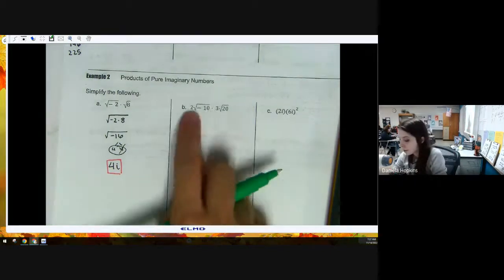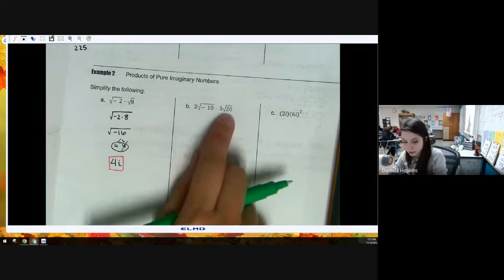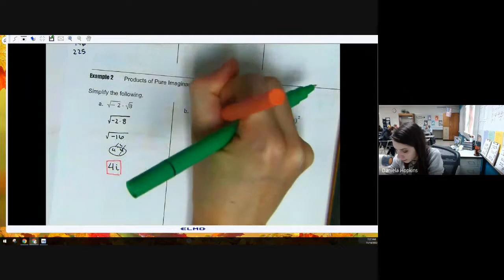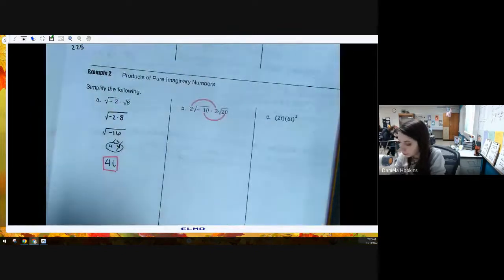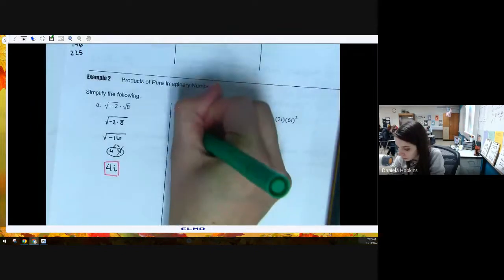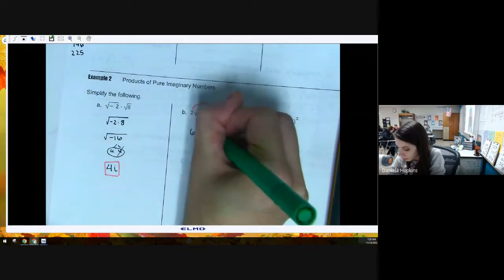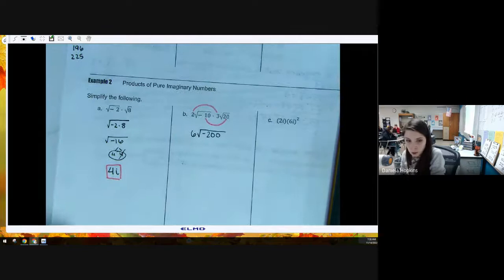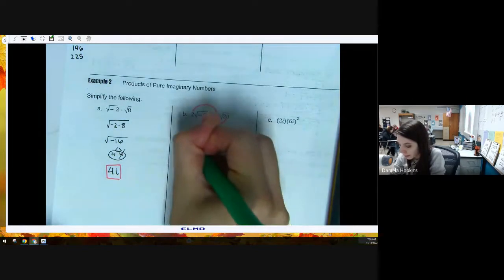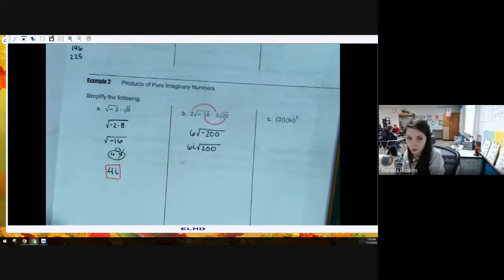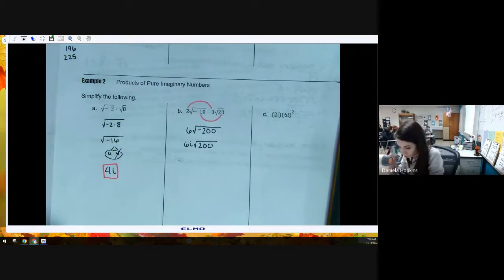Same thing when you have numbers on the outsides and on the insides here. You can multiply outside to outside and inside to inside. So it would be 6 times the square root of negative 200. You can take a step and just boot out that i: 6i times the square root of positive 200. And then you should be pretty quick with these.